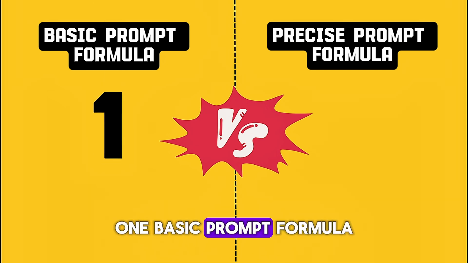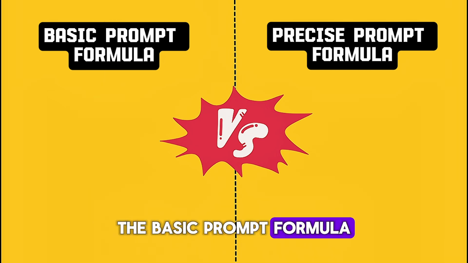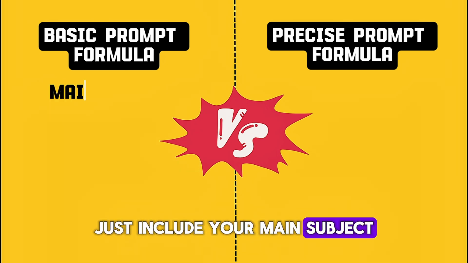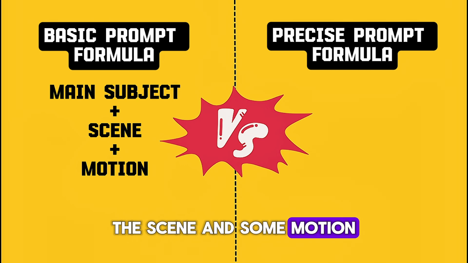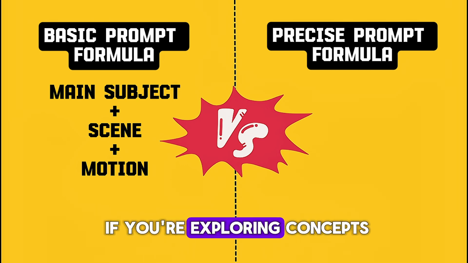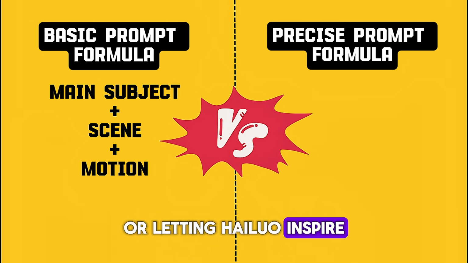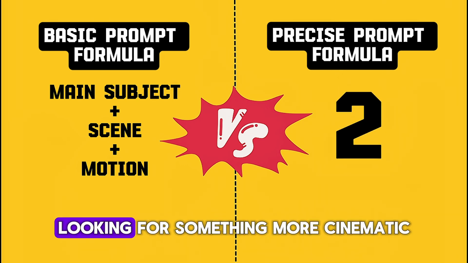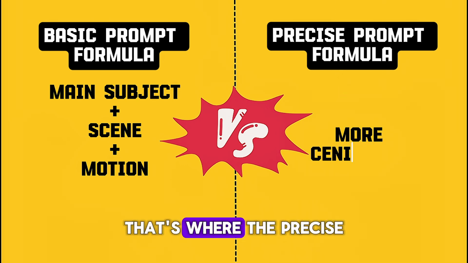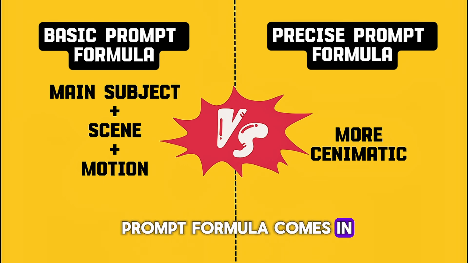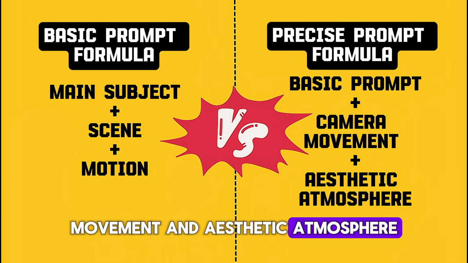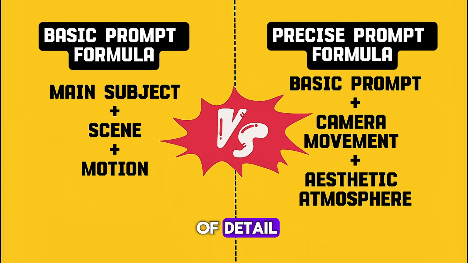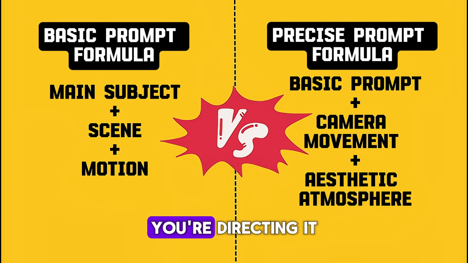1. Basic Prompt Formula. The basic prompt formula is great for quick ideas and experimentation. Just include your main subject, the scene, and some motion. This formula is perfect if you're exploring concepts or letting Hailuo inspire you with visual options. 2. Precise Prompt Formula. Looking for something more cinematic? That's where the Precise Prompt Formula comes in. Just add camera movement and aesthetic atmosphere to your prompt for pro-level visuals. With the right level of detail, you're no longer just generating video, you're directing it.